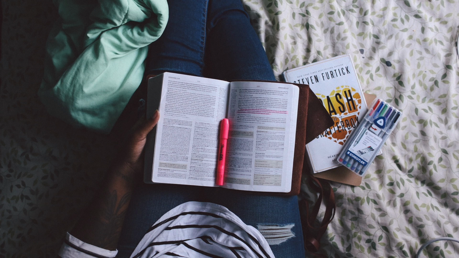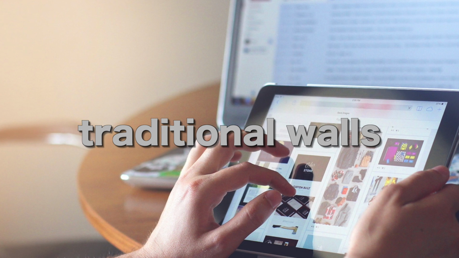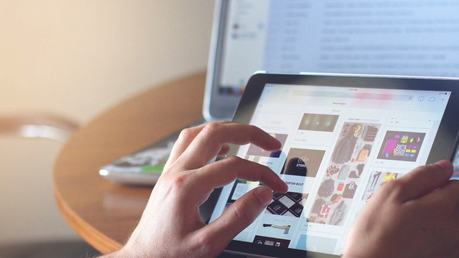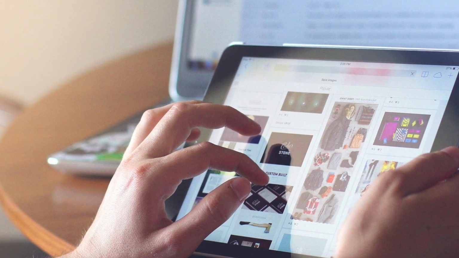Why is blended learning important? Blended learning is important because it breaks down the traditional walls of teaching, ones that don't work for all students. And now, with access to present-day technologies and resources, we can tailor the learning experience to each student.